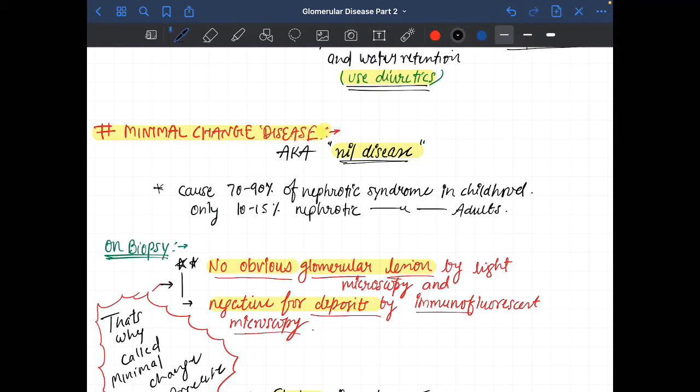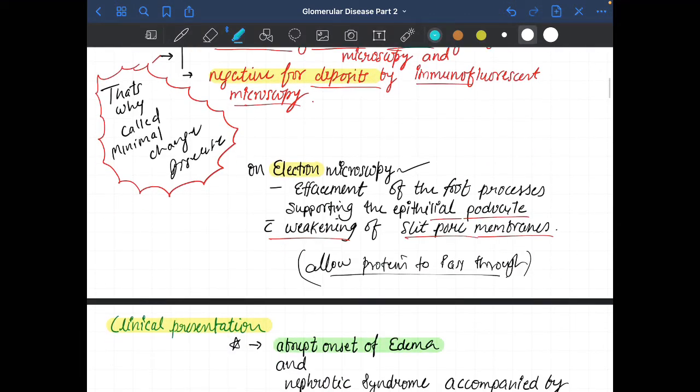In the causes, 70 to 90% of nephrotic syndrome in childhood is minimal change disease, and 10 to 15% in adults. So this is a disease of children. Very important, please take note. Disease of children, minimal change disease, aka nil disease.